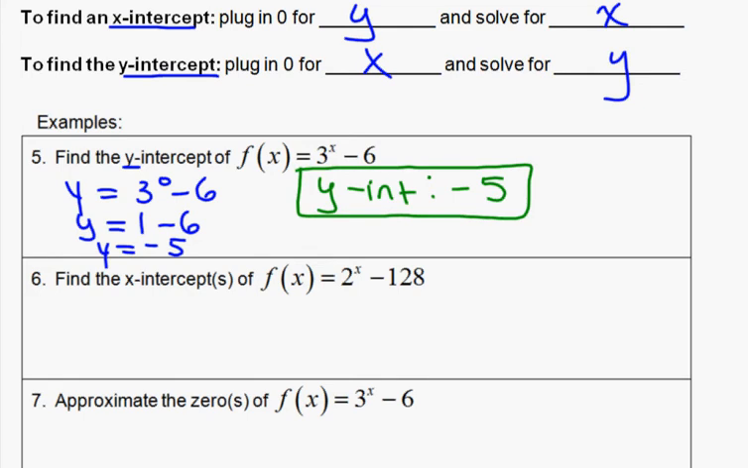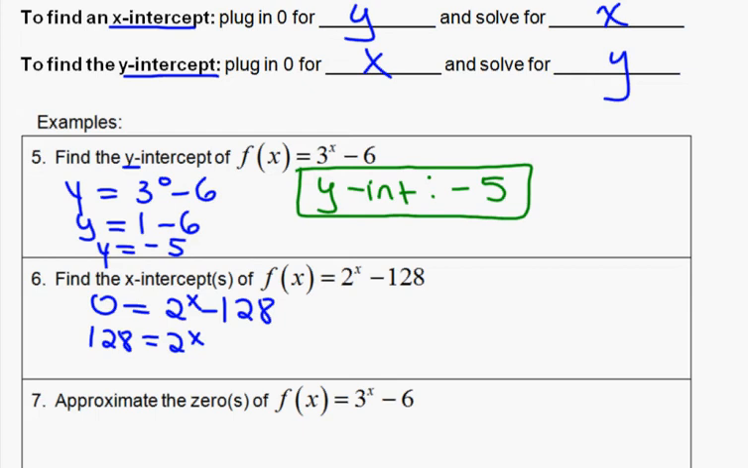For number 6, we're going to find the x-intercept, so that means we're going to plug in 0 for y, and we're going to solve for x. First of all, I'm going to move this 128 to the other side. So we have 128 is equal to 2 to the x. Now, I happen to recognize this as being a power of 2. So I think it's helpful to just use that tool.